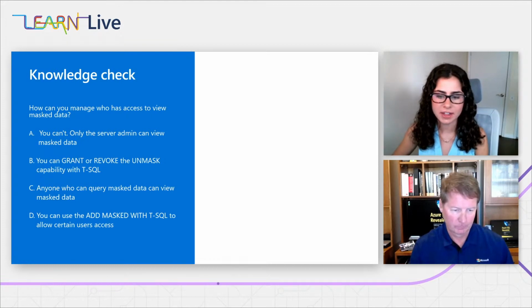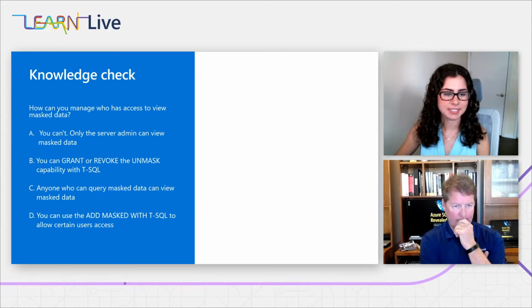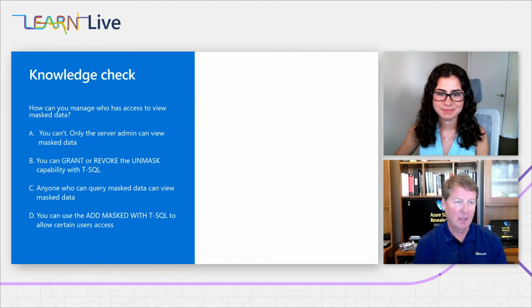Okay, let's take a look at this question. Bob, it looks like most people are coming in with the answer B, but a few people are saying D as well. You want to take a stab at this one? Let's do process of elimination again, because we're teaching people to do these things along the way. So how do you manage who has access to view the data with masked data?